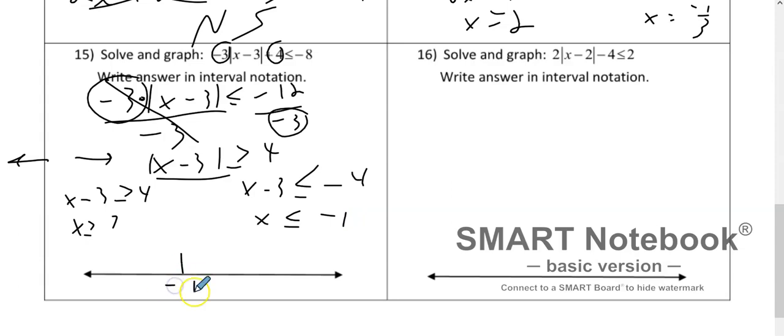So I put negative 1 here, I put 7 here. Less than or equal to negative 1, greater than or equal to 7. Boom. That's a proper OR.